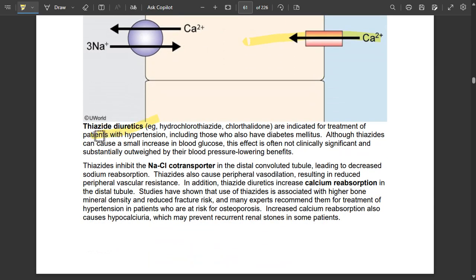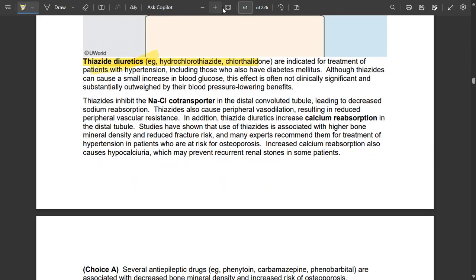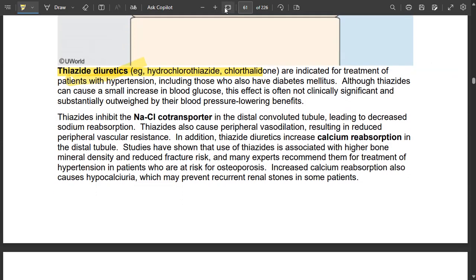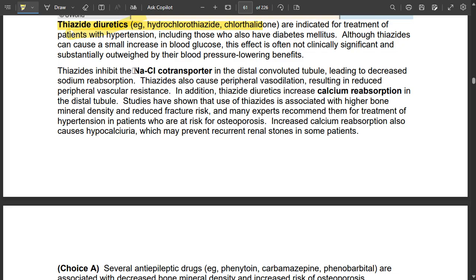So let's see thiazide diuretics. Chlorthalidone and hydrochlorothiazide are indicated for the treatment of patients with hypertension, even those who have diabetes mellitus. Although thiazides can cause an increase in blood glucose, this is very often not clinically significant and is substantially offset by the blood pressure lowering effects. Thiazides inhibit the sodium chloride co-transporter in the distal tubule, leading to decreased sodium reabsorption. Thiazides can also cause peripheral vasodilation, resulting in reduced peripheral vascular resistance, so they can be used in hypertension.